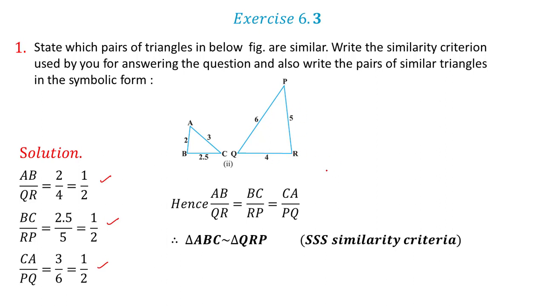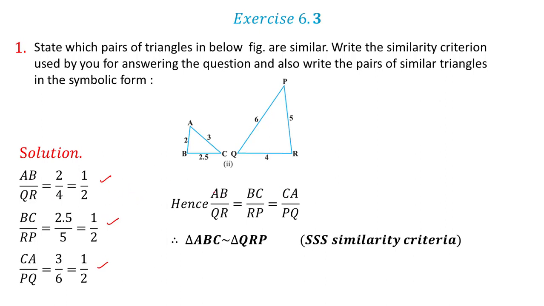So in case point A is matching, then it will match with point Q. It has correspondence with point Q. So accordingly I have taken AB and QR. Okay, so this is a little tricky, but I hope you will understand. It will help you a lot. So with AB I have taken QR.